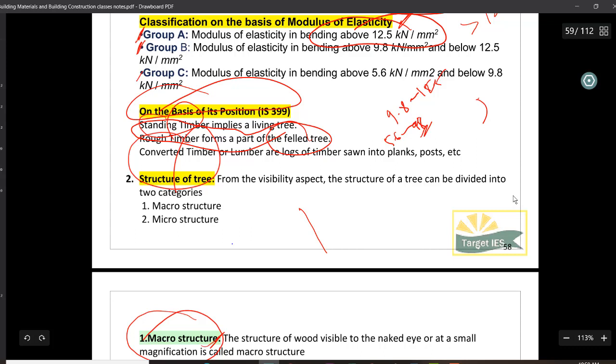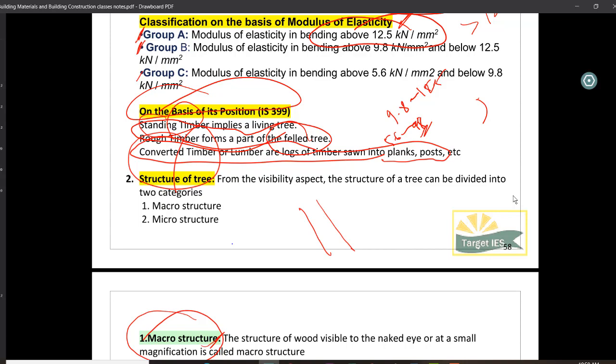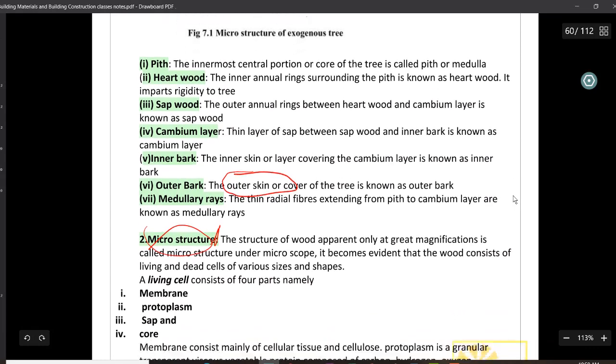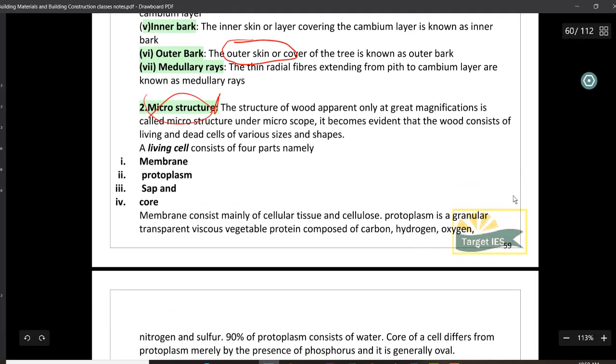See, the timber, first it is in the form of a tree, right? Our tree, whatever we are cutting into logs, we are cutting into planks, right? If we are cutting it into logs and planks after conversion, what are we calling it? We are calling it converted timber. Done. So we have seen the structure, we have seen the macro structure. Now let us see the microstructure.